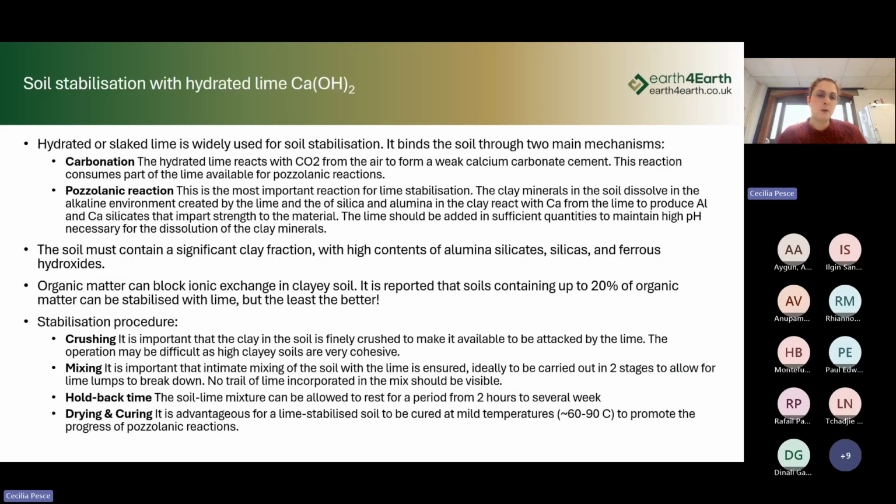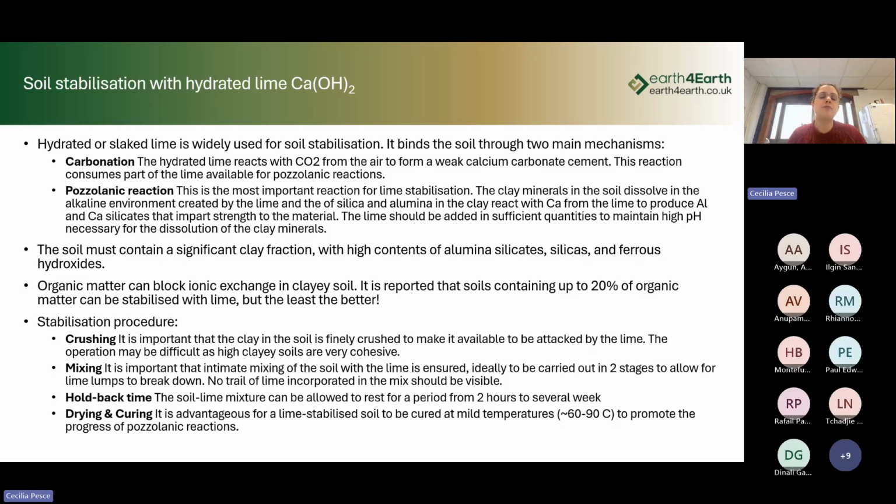But in this case, we will focus on soil stabilization with hydrated lime. It's because it's what we do at our company, and also it's a very wide technique that has been used in history to stabilize soil with slaked lime. Slaked lime binds the soil through two main mechanisms, which are carbonation and pozzolanic reaction.